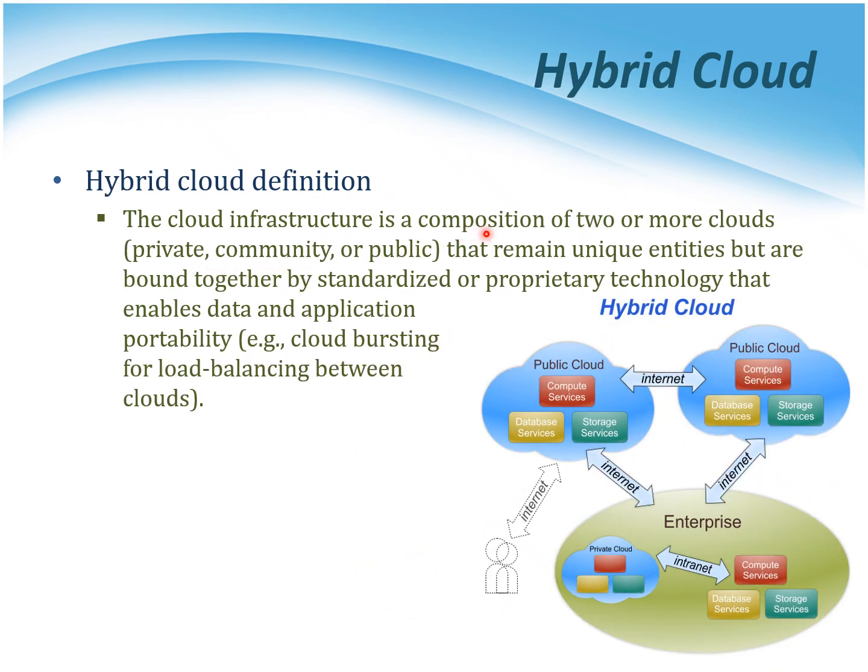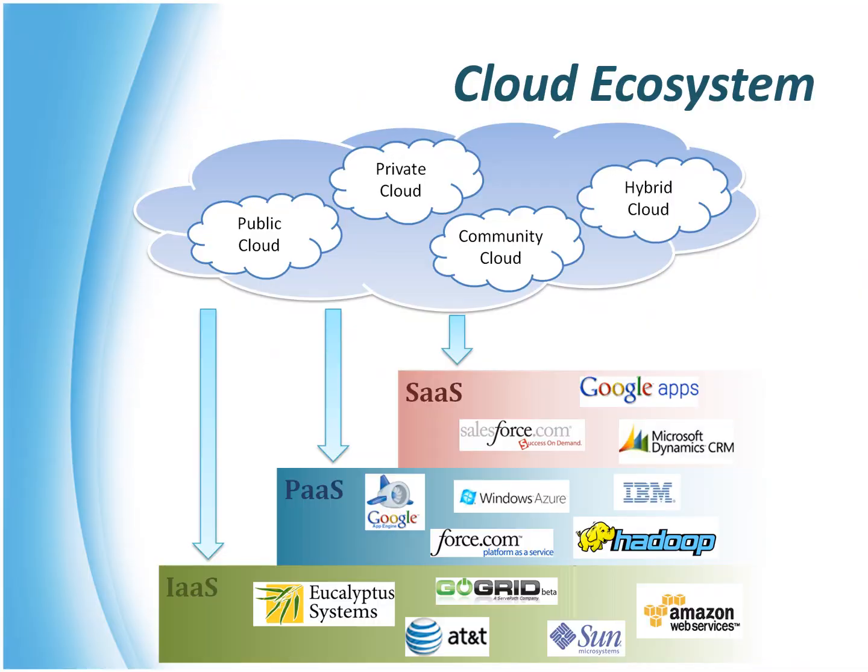So the cloud infrastructure is composition of two or more clouds like private, community or public that remain unique entities but are bound together by standardized or proprietary technology that enables data and application portability. Example, cloud bursting for load balancing between clouds. So this is the cloud ecosystem. See, this is public cloud, private cloud, community cloud, hybrid cloud, and all this will provide SaaS, PaaS, and IaaS. Software as service, platform as service, infrastructure as service.